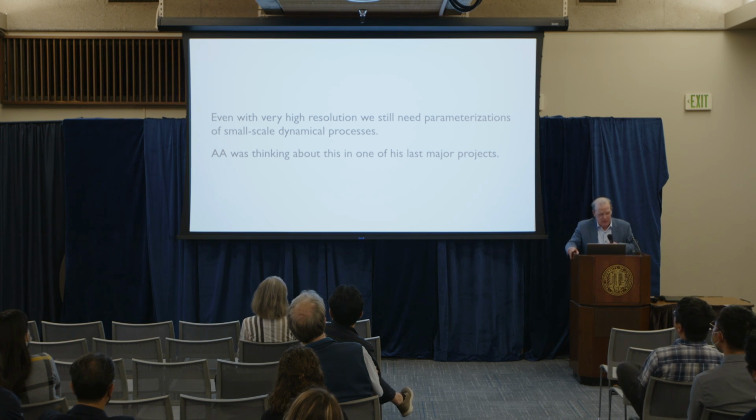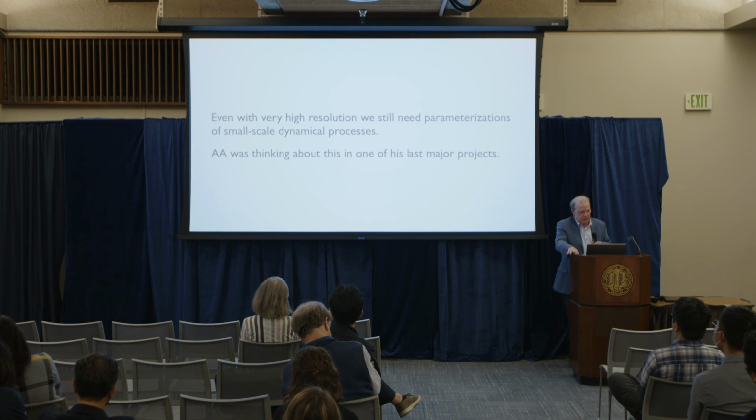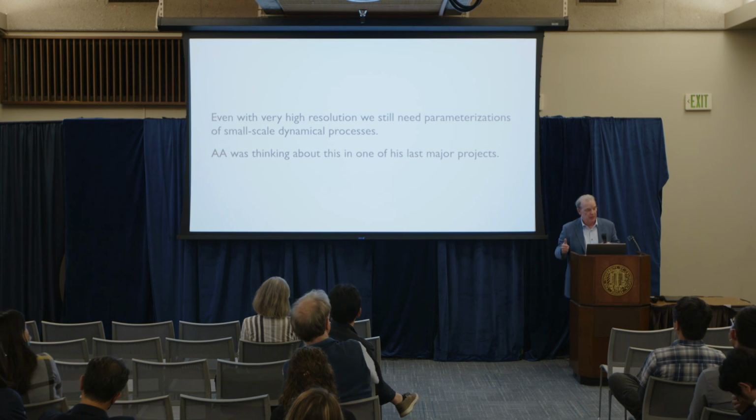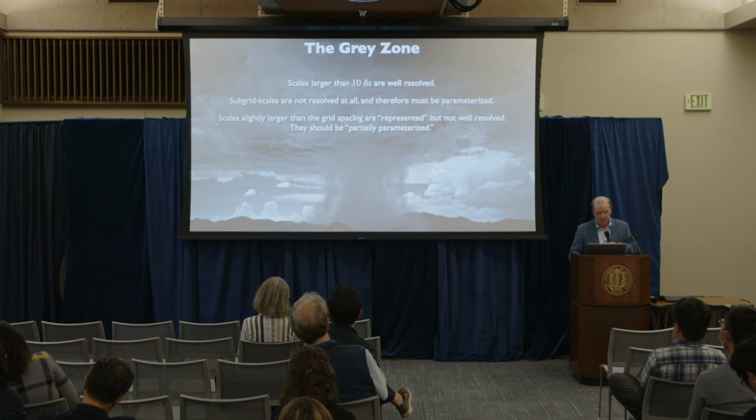But now, even with very high resolution like this, and now I'm thinking about the atmosphere model primarily, we still need parameterizations of small-scale dynamical processes. I say dynamical processes because, of course, we also need microphysics and radiation. But we need turbulence and shallow convection that's not resolved on a 3-kilometer grid. And Akio was thinking about this kind of thing as one of his last major projects.